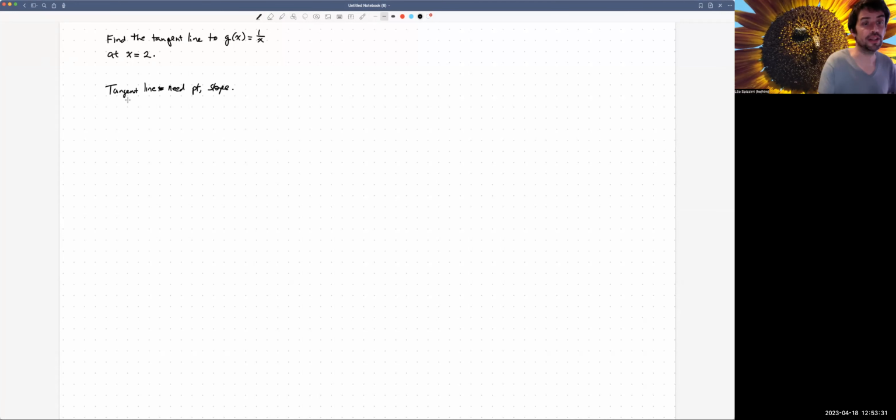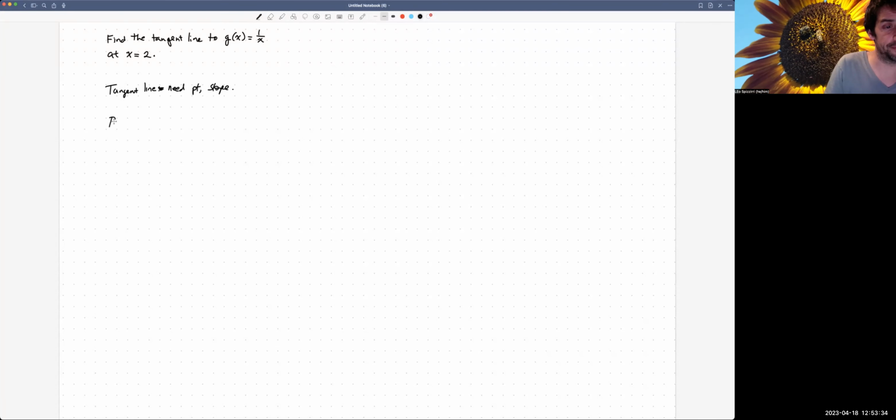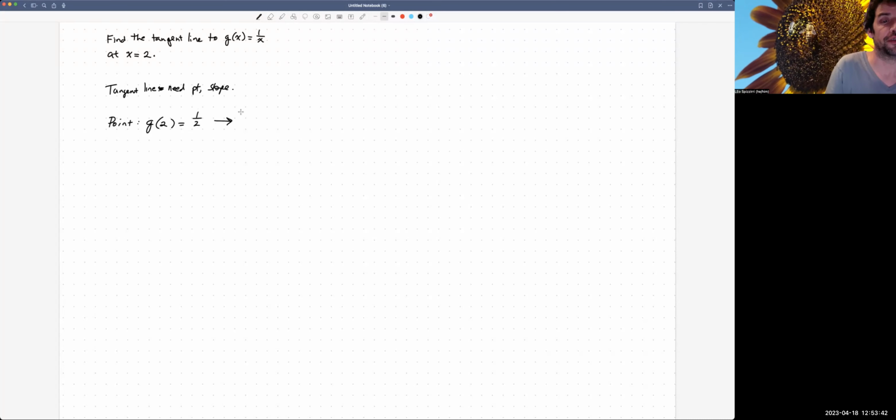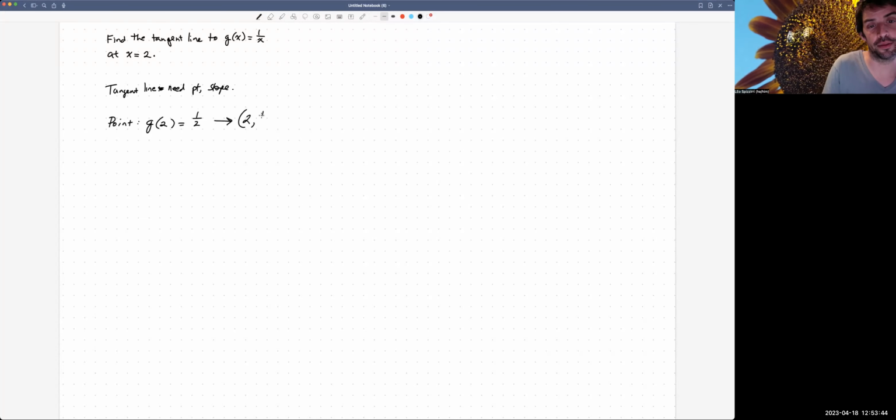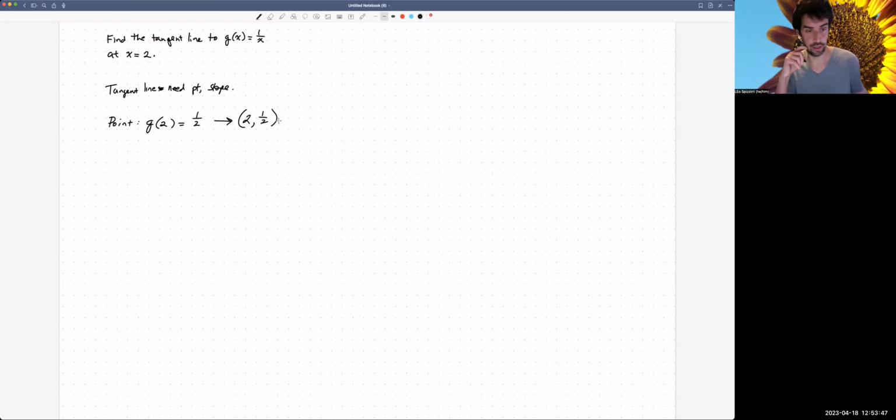So let's start with the easy one. The point is very simple. We know that we want to find this tangent line when x is equal to 2. We compute g of 2 is 1/2. So that leads us to the conclusion that the line is going to be through the point 2, 1/2. So now let's compute the slope.